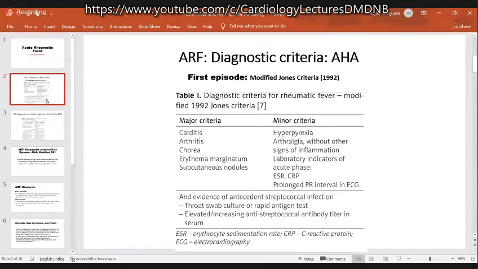So these are the minor criteria. You should always mention that if the patient is already diagnosed to have carditis as a major criteria, then PR prolongation in the electrocardiogram cannot be taken as a minor criteria. PR prolongation is taken when the patient is only having arthritis as a major criteria, and you find other supporting evidence of fever, and if the patient is having prolonged PR interval, then that is an additional criteria to diagnose rheumatic fever.